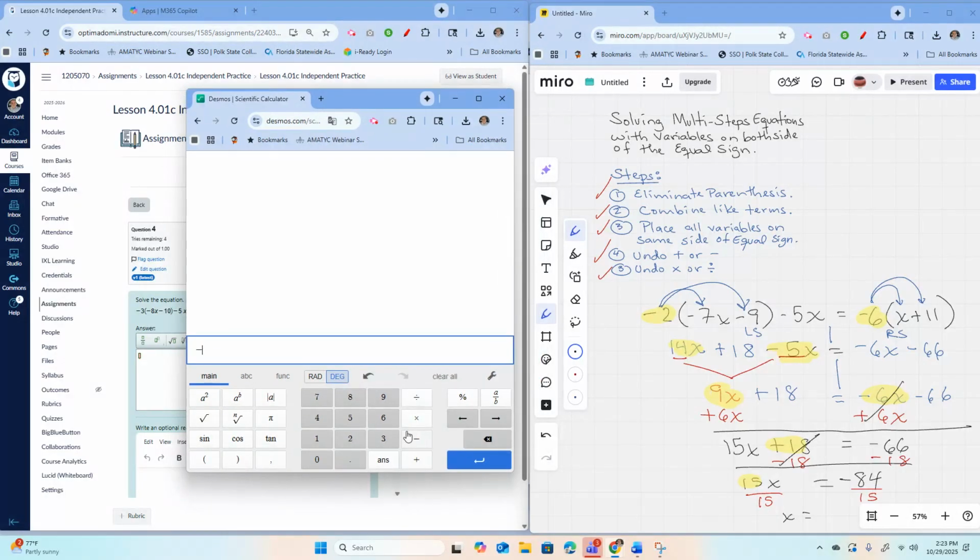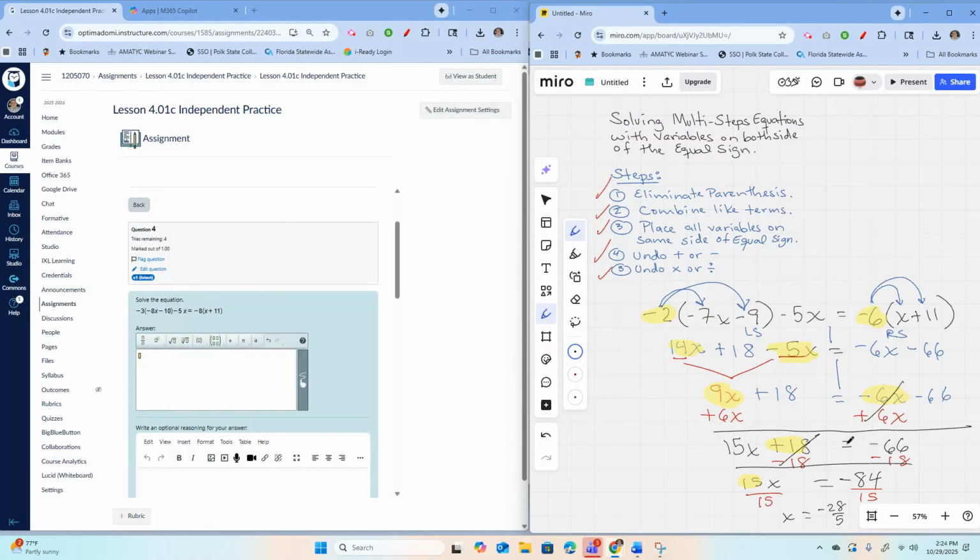Let's put negative 84 divided by 15. You get a decimal, click on the circle. Look what fraction you're going to be typing in, negative 28 over 5. Again, I'm doing similar questions. You may have a different answer than me. But the process is the same.